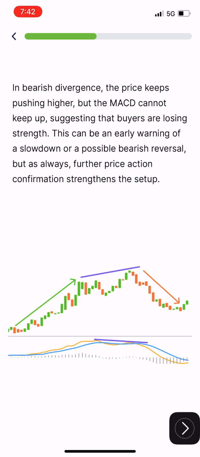In bearish divergence, the price keeps pushing higher, but the MACD cannot keep up, suggesting that buyers are losing strength. This can be an early warning of a slowdown or a possible bearish reversal, but as always, further price action confirmation strengthens the setup.